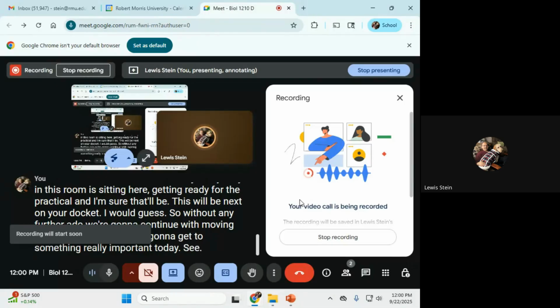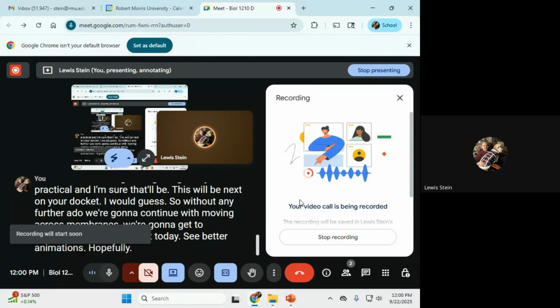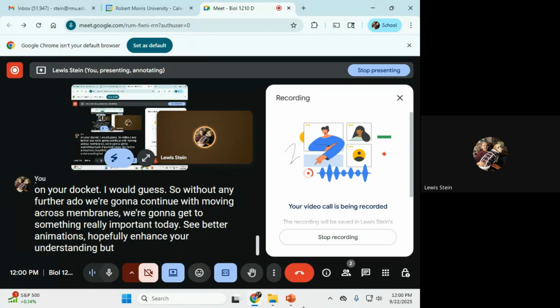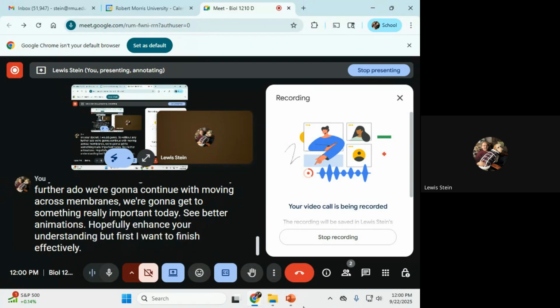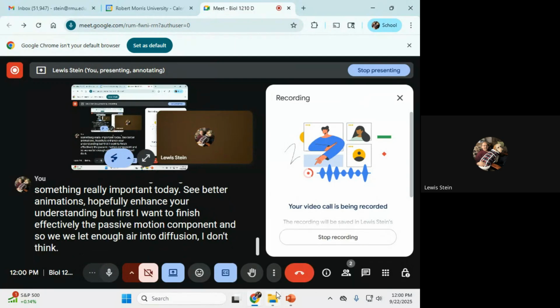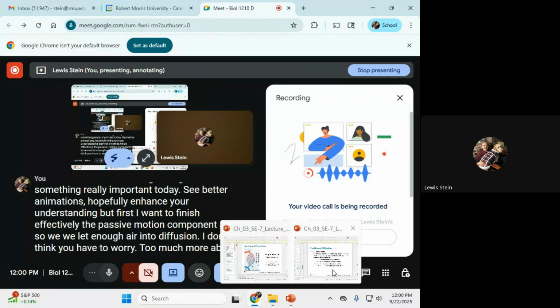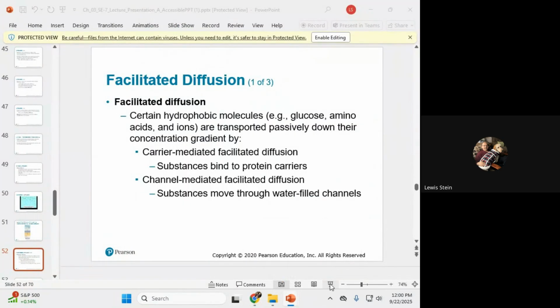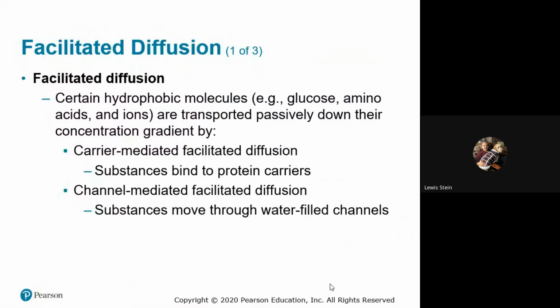See better animations, which will hopefully enhance your understanding. But first, I want to finish effectively the passive motion component. And so we let enough air into diffusion. I don't think you have to worry too much more about that. But from that point, we're going to get on with facilitated diffusion and osmosis. And those are the other two passive movements of molecules.